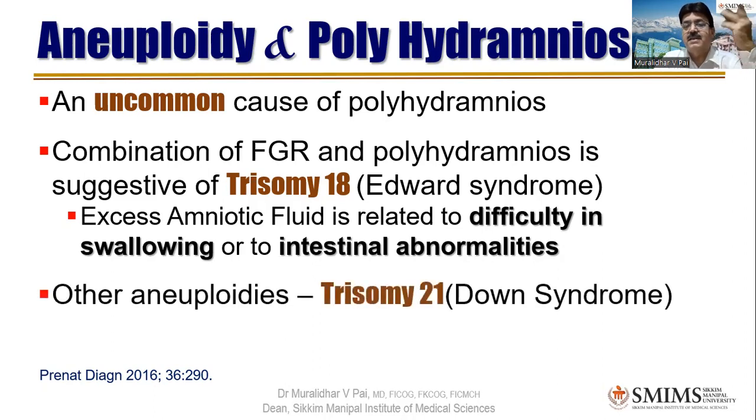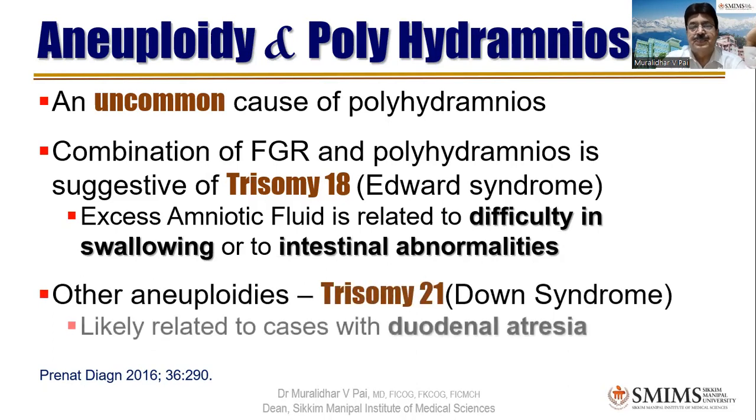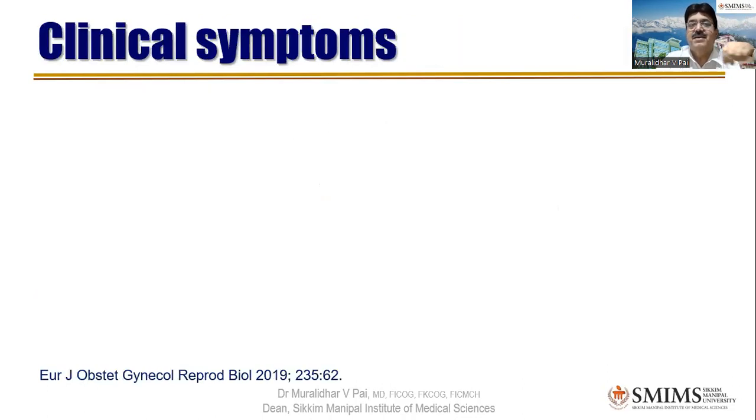Similarly, other aneuploidies like trisomy 21, Down syndrome, are likely related to duodenal atresia. We all know there are multiple anomalies in Down syndrome. If there is duodenal atresia, that particular Down syndrome will have polyhydramnios, right? So having understood the conditions and the associations and the way to diagnose polyhydramnios, now let us see what the clinical symptoms are. It's not, again, a very difficult thing to guess.